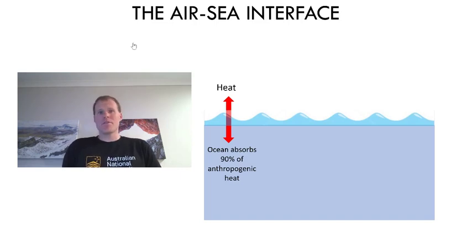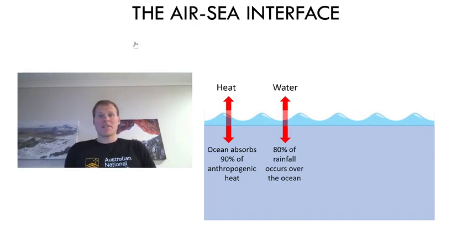And this is crucial in the climate system because the ocean is absorbing over 90% of the anthropogenic heat. So it's only because the ocean is absorbing so much that our climate in the air, our atmosphere, remains a lot cooler than it would otherwise be. So the ocean is performing this crucial service in the climate system.